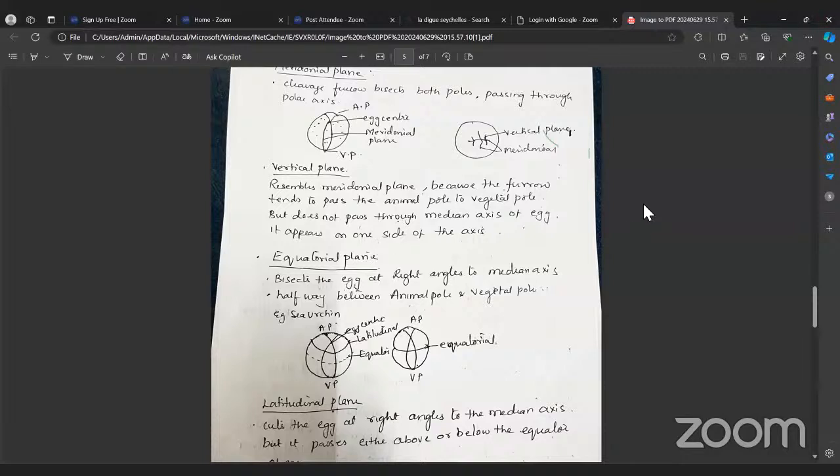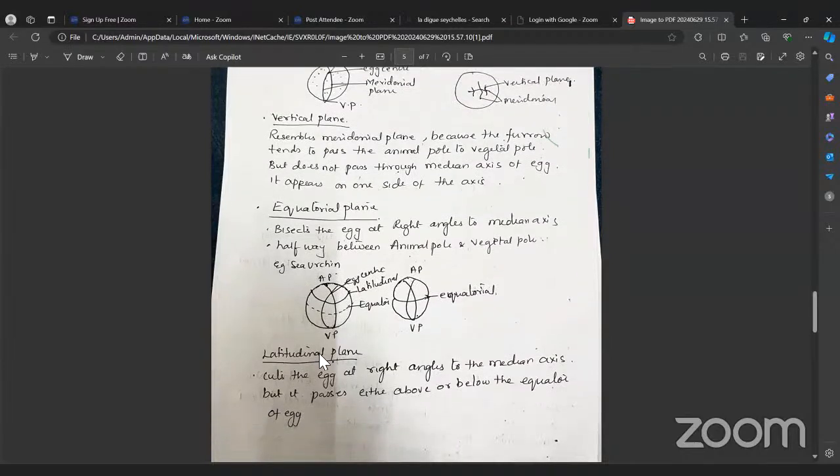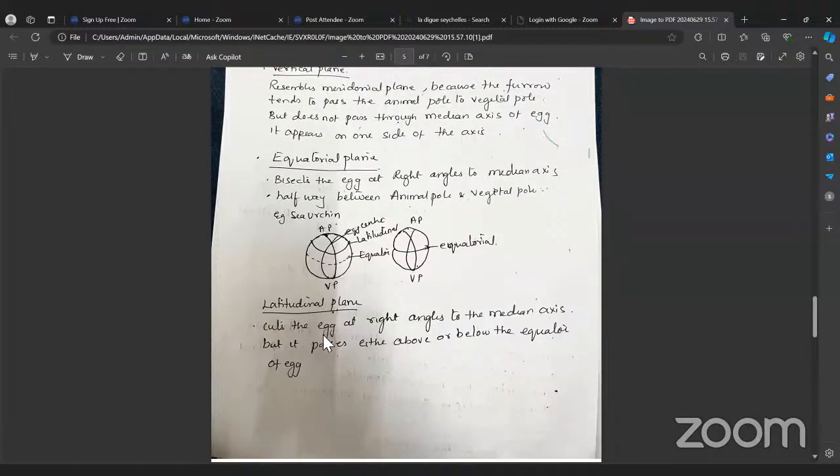Did you understand this? So, the equatorial plane bisects the egg at right angles to the median axis, halfway between the animal pole and the vegetal pole. Now, this you can see in the case of sea urchin. The latitudinal plane cuts the egg at right angles to the median axis like the equatorial plane, but it passes either above or below the equator of the egg.